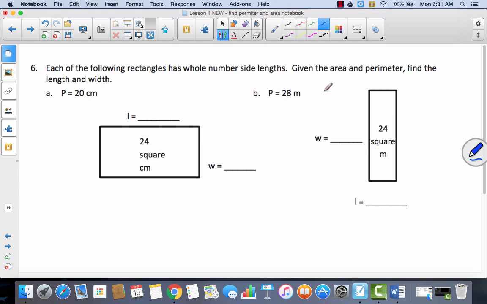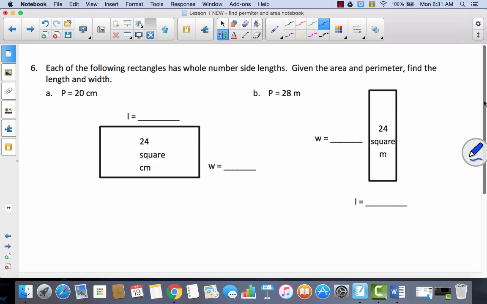So first of all, we know that the perimeter of this square is equal to 20 centimeters. And we know that the area is equal to 24 centimeters. And we've got to figure out the length and the width. So there are lots of numbers that add together to equal 20, but there's not that many numbers that multiply together to equal 24.